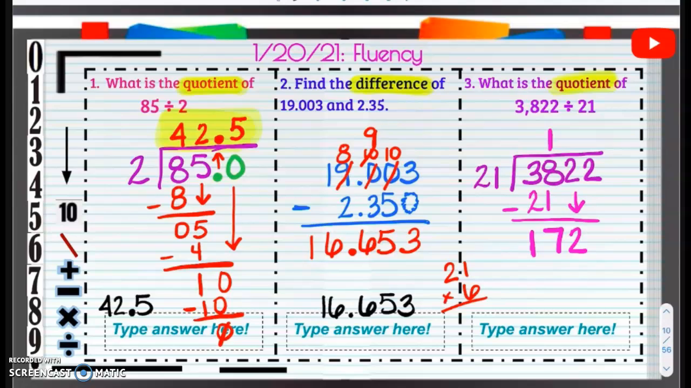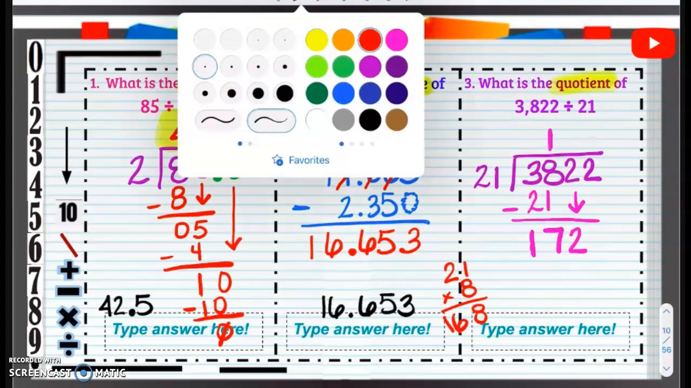Let's try 6. 6 times 1 is 6. 6 times 2 is 12. 126. Nope, it's got to be more. Maybe 9? 9 times 1 is 9. 9 times 2 is 18. That's too much. So let's try 8. 8 times 1 is 8. 8 times 2 is 16. So there we go. It's going to go in 8 times.